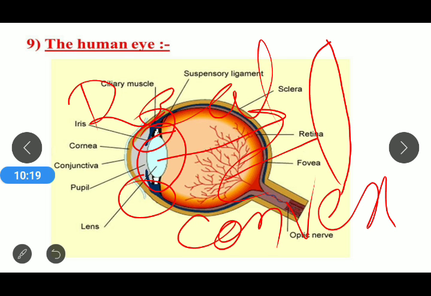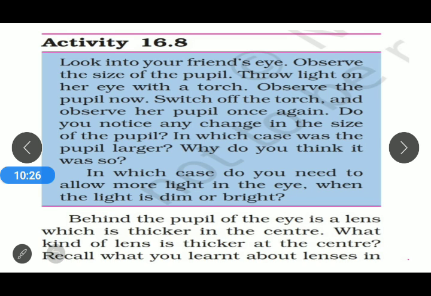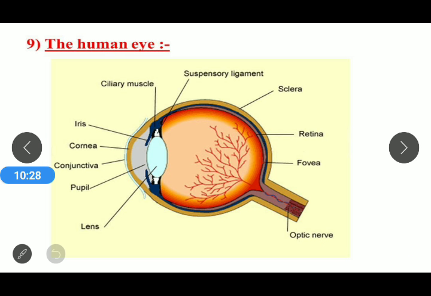Now the question arises, do we have a screen in our eyes? The answer is yes, we also have a screen in our eyes. The layer I am indicating here is called the screen of the eye. It is just behind the lens, and it is known as the retina, where the image of whatever object we see is formed.